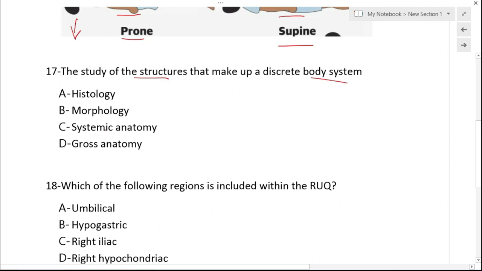Option A, histology. Option B, morphology. Option C, systemic anatomy. Option D, gross anatomy. The correct answer is systemic anatomy. It is the study of the structures that make up a discrete body system, so it is systemic anatomy.